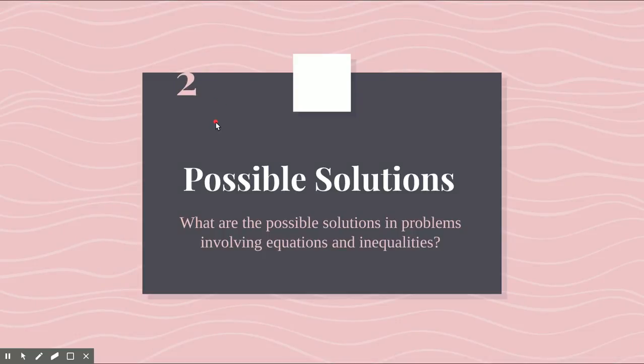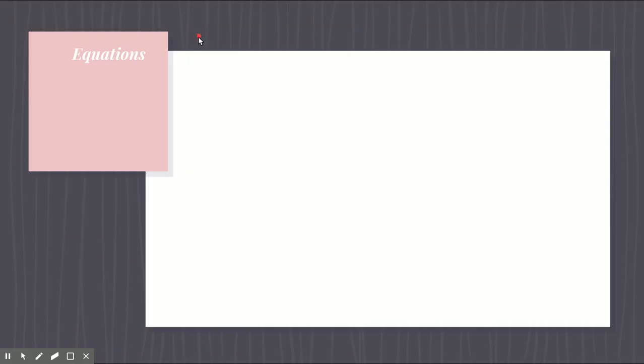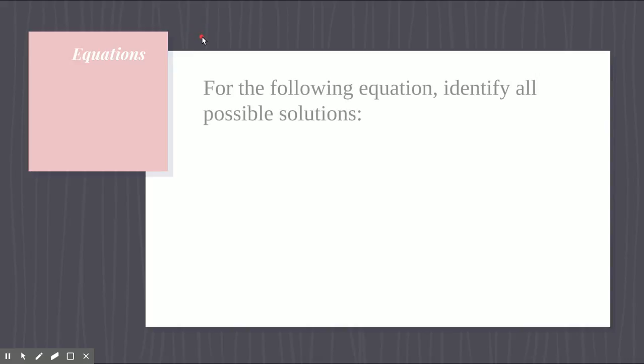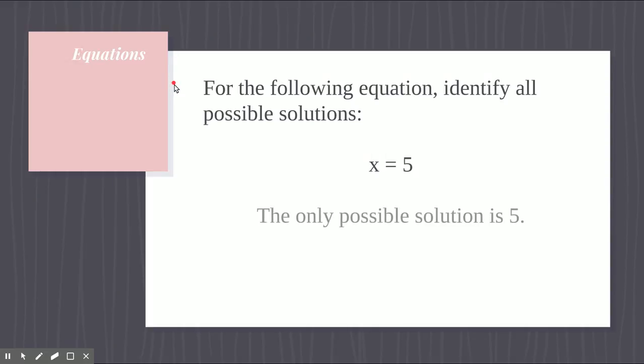All right, possible solutions. So let's talk about finding possible solutions in equations and inequalities. For the following equation, identify all possible solutions. And it says x equals 5. Now on this kind of problem, you only end up with one single solution. The only possible answer is 5, because if I put 4 in there, 4 does not equal 5. Or if I put 10 in there, 10 does not equal 5. The only thing that equals 5 is 5. So this problem is actually very simple because the only possible answer is 5.